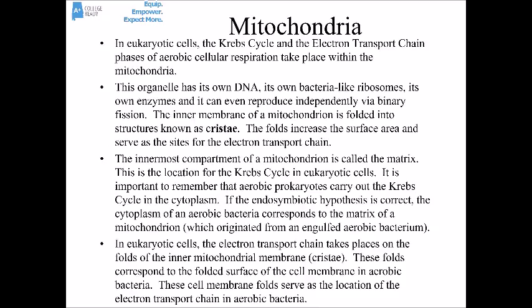So let's take a sidebar and talk a minute about mitochondria. We know in eukaryotic cells, the Krebs cycle and the electron transport chain phases happen within the mitochondria. Remember that the mitochondria is an organelle. It's a membrane-bound organelle that has its own DNA, its own bacteria-like ribosomes, and its own enzymes. And it can also reproduce independently of the cell it lives in via a process that's almost identical to binary fission.